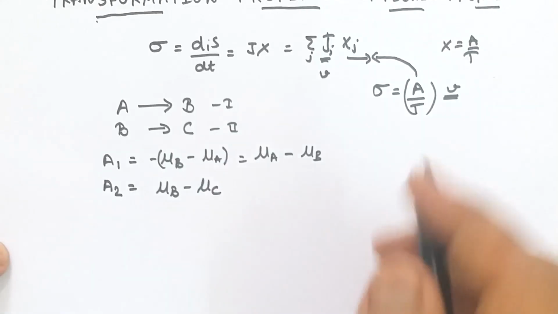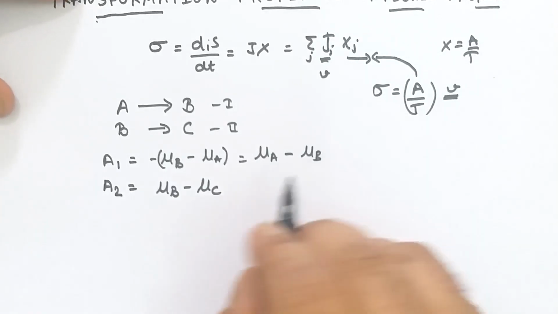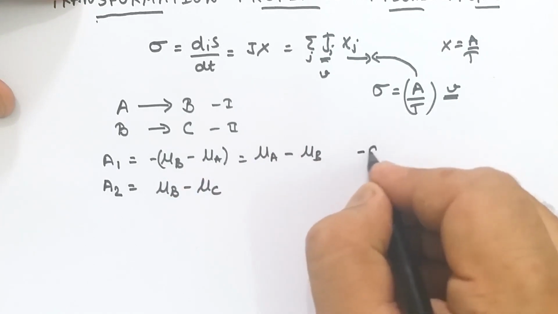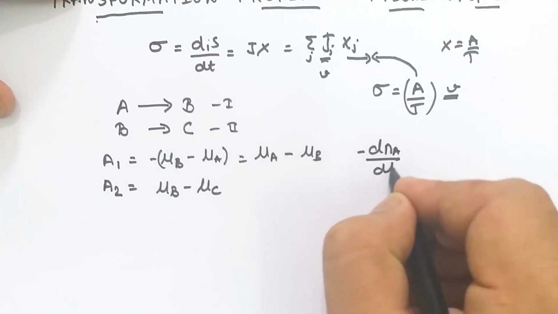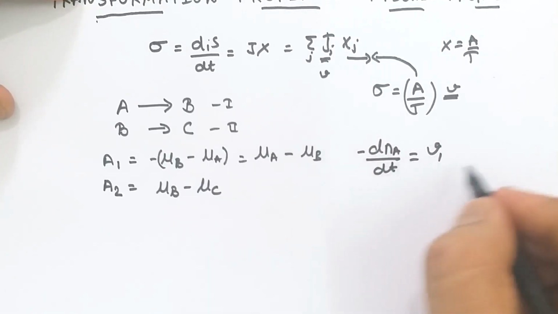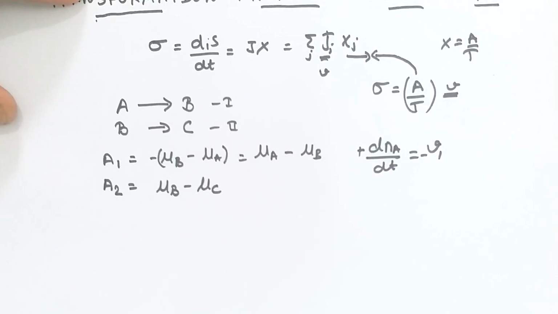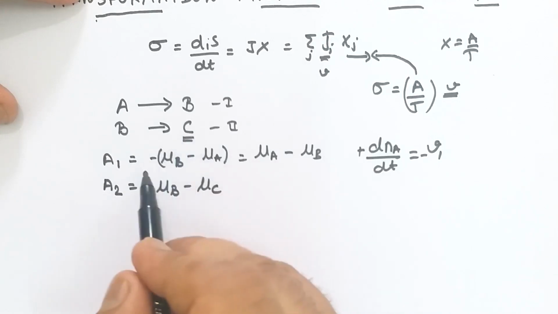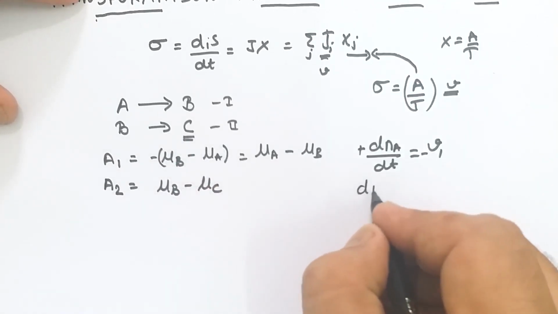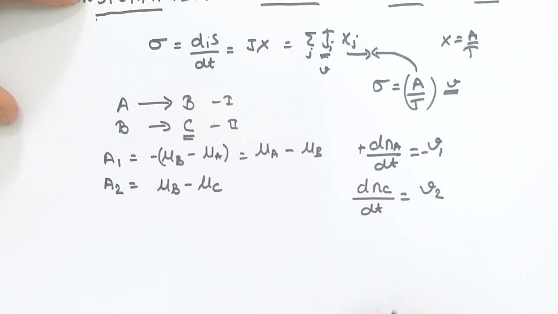Okay, so these are the affinities, and similarly the change in the number of moles of A per unit time, generally we write it as minus dNA upon dt. So this we can write as nu 1, which is the rate, or we can change the sign, and if this will be positive, this will be negative. And similarly the change in the number of moles of C, that is the formation of the product, we can write as dNC upon dt, and that will be equal to nu 2, because this is our second reaction which forms C.